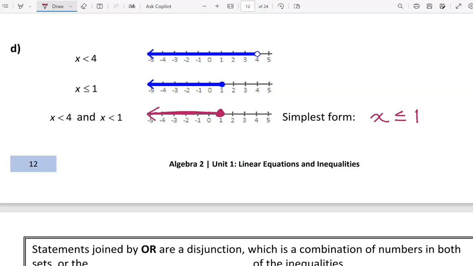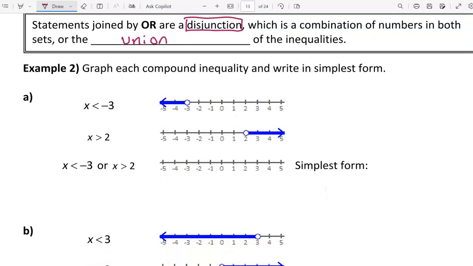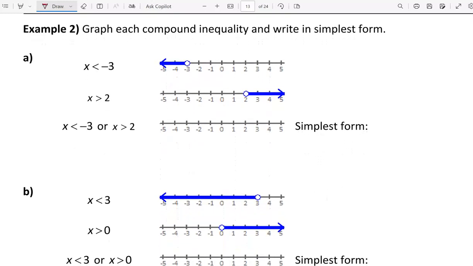Now we're going to move on to the word or. When we use the word or in math, that is called a disjunction. That's a combination of the numbers in the sets, which is known as the union of the two inequalities. So, in example 2, we have x is less than -3 on the first number line, x is greater than 2 on the second. The union is the combination of the two graphs together on one number line.